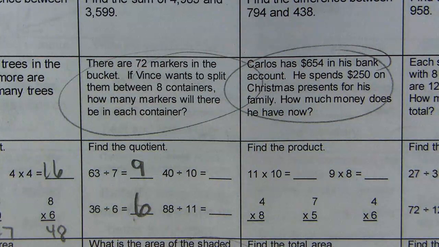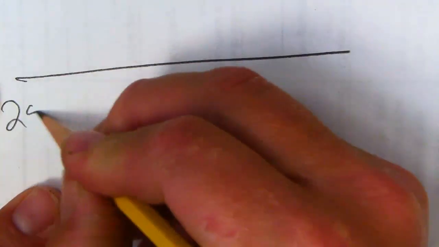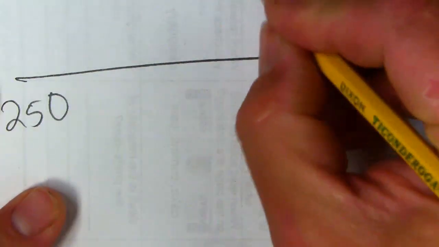Carlos has $654 in his bank account. He spends $250. How much money does he have left? $654 minus $250. Let's do the number line strategy. We're going to start at $250 and add our way up to $654. Remember, you can use addition to find the answer to a subtraction problem.